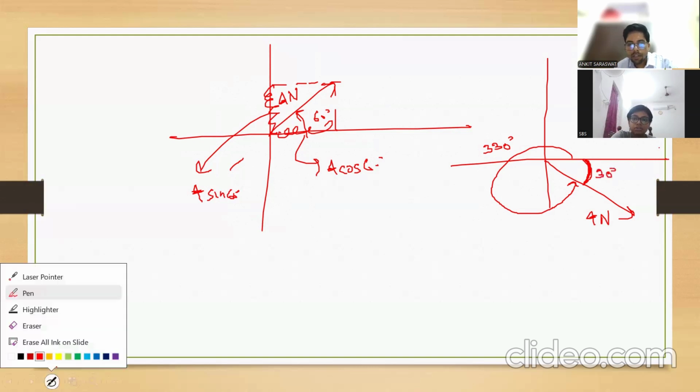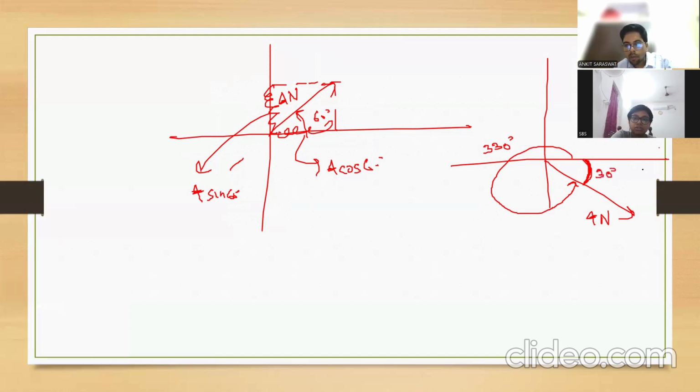Then if they are asking for projection on x or y, it is very easy: drop a perpendicular. The projection of 4 on the x-axis is 4 cos 30. The projection on the y-axis is 4 sin 30. Very good. 4 cos 30 is 2 root 3. Direction is where? Along the y-axis, i cap.